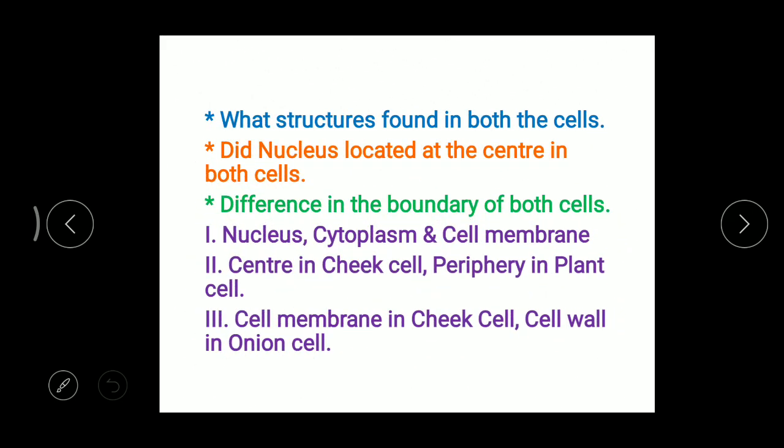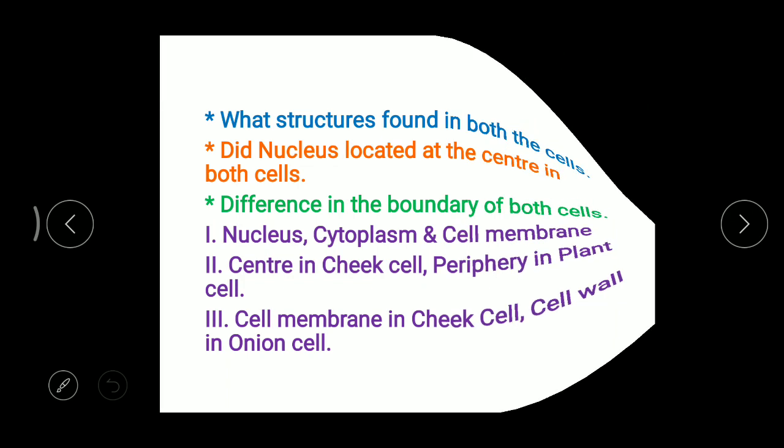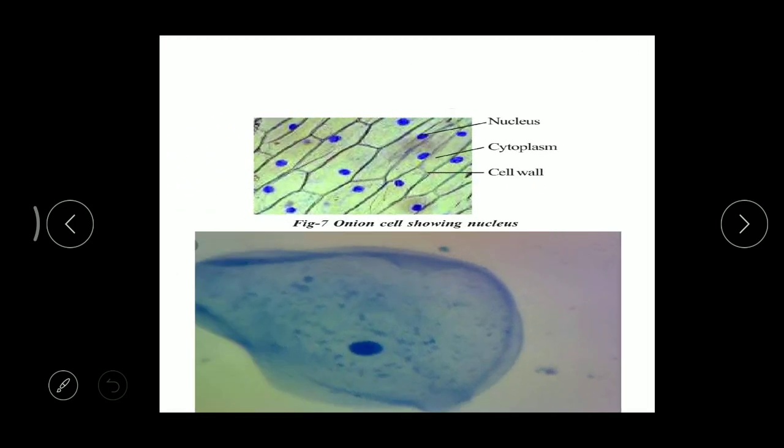Difference in the boundary of both the cells. Here, what does boundary mean? Coverings. When I told you, this is a cell membrane in the case of a cheek cell, even in a plant cell also we can find a cell membrane.